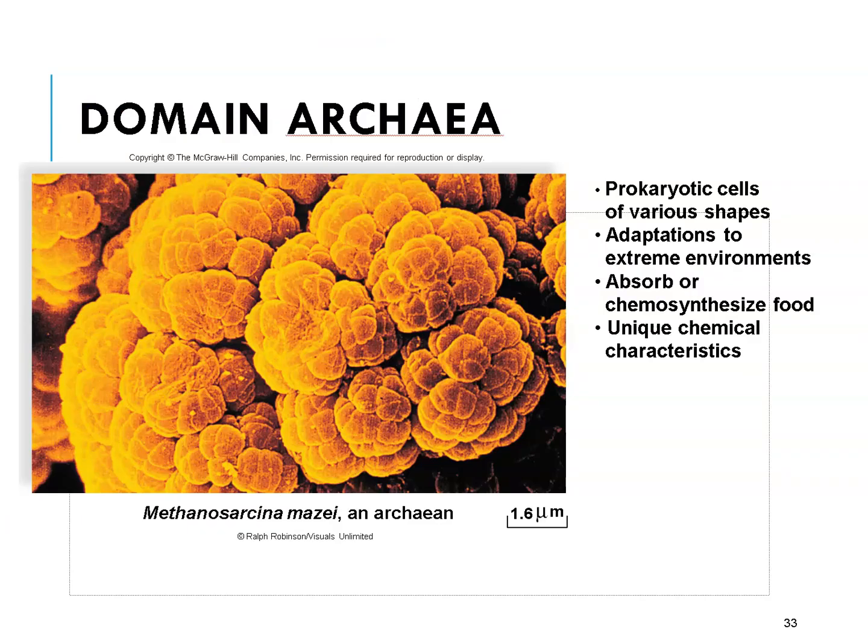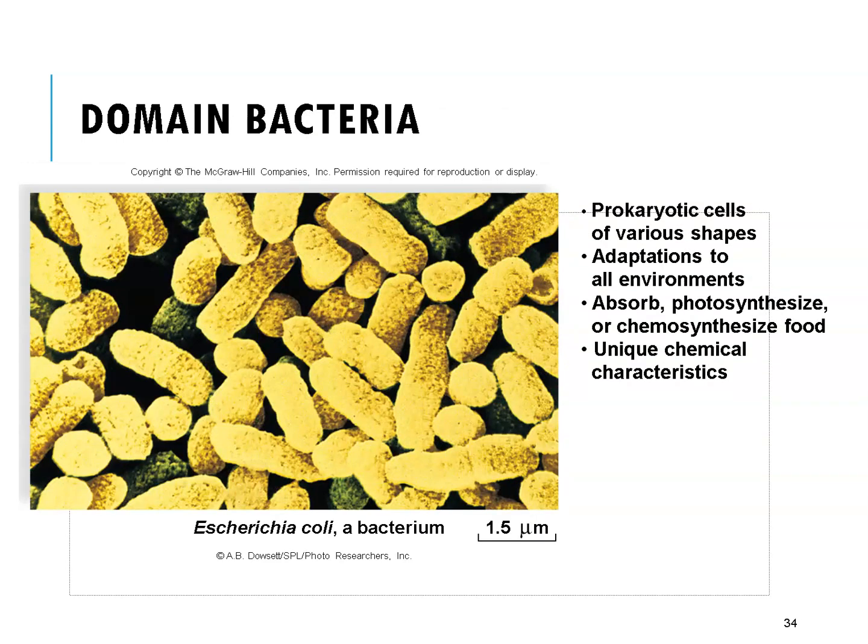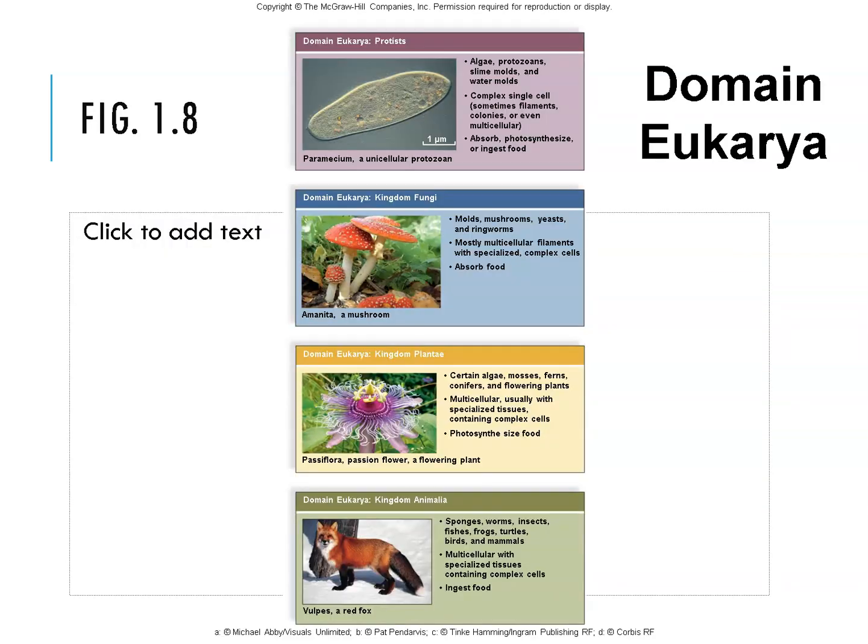And so Archaea are the ancient ones. They adapt to very extreme environments. They can chemosynthesize food. They have unique chemical characteristics. They are not bacteria. Bacteria we are all familiar with. Prokaryotic cells, again, do not have a nucleus. They adapt to all environments. You can find bacteria basically everywhere, similar with Archaea. They can absorb, photosynthesize, or chemosynthesize food, and they have unique chemical characteristics. And then Eukarya, where we're at, in the kingdom Animalia, but you also have Plantae, Fungi, and Protists. Protists are very unique: algae and protozoans, slime molds, and so on and so forth. So, three big domains of life.